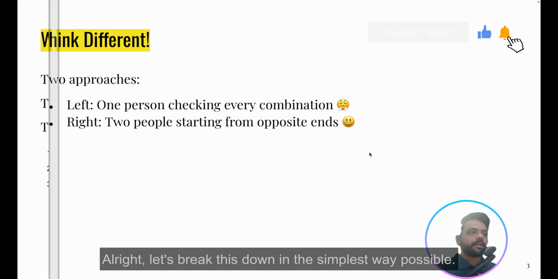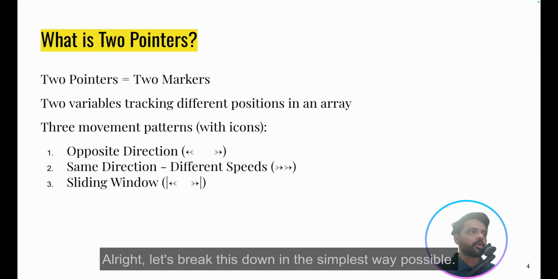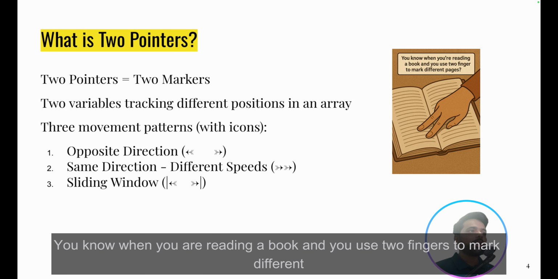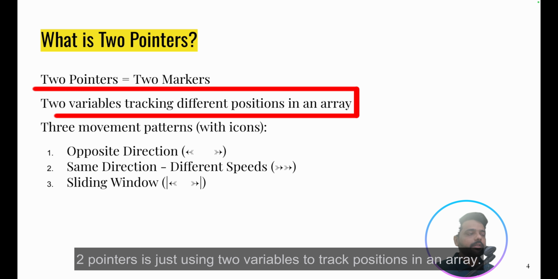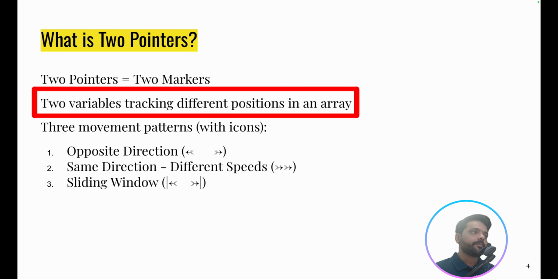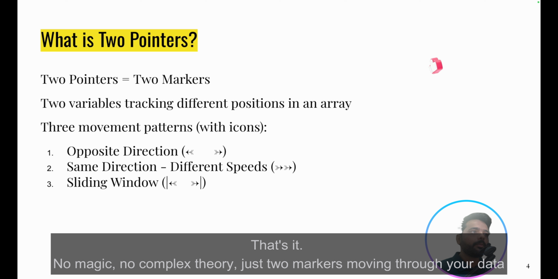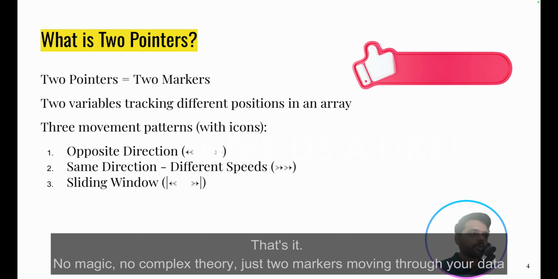Instead of one person doing all the work multiple times, you have got two pointers working together efficiently. Alright, let's break this down in the simplest way possible. You know, when you are reading a book and you use two fingers to mark different pages, that's literally what we are doing in code. Two pointers is just using two variables to track positions in an array. That's it, no magic, no complex theory, just two markers moving through your data.